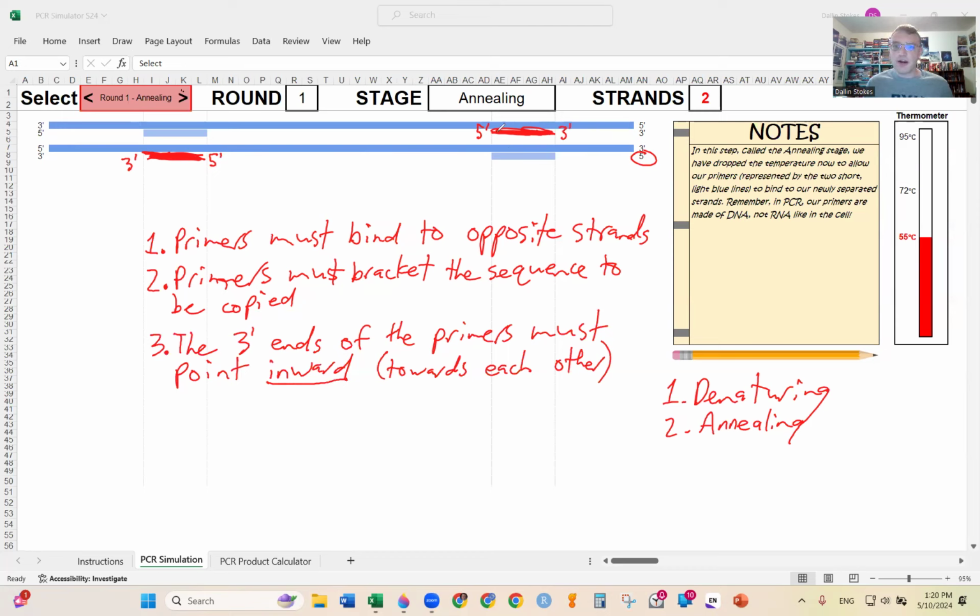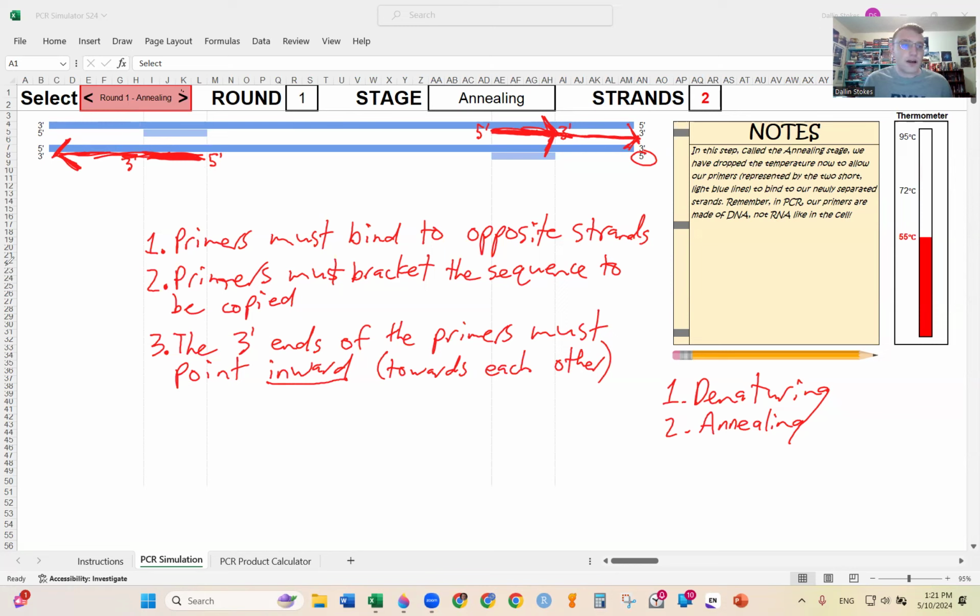So if we drew an arrow here, the 3' end of this primer is pointing off to the right. The 3' end of this primer is pointing off to the left. Notice they're pointing outward. They're not pointing towards each other. So this pair of primers won't work because it violates rule 3.